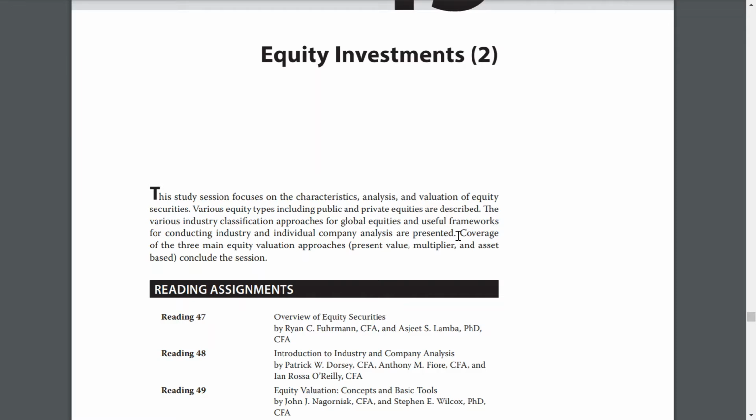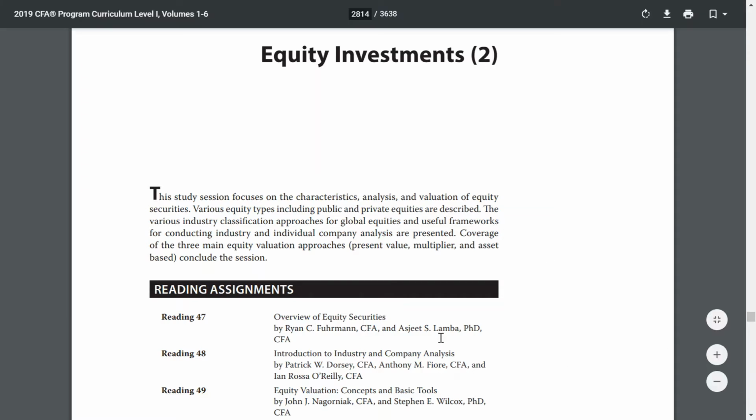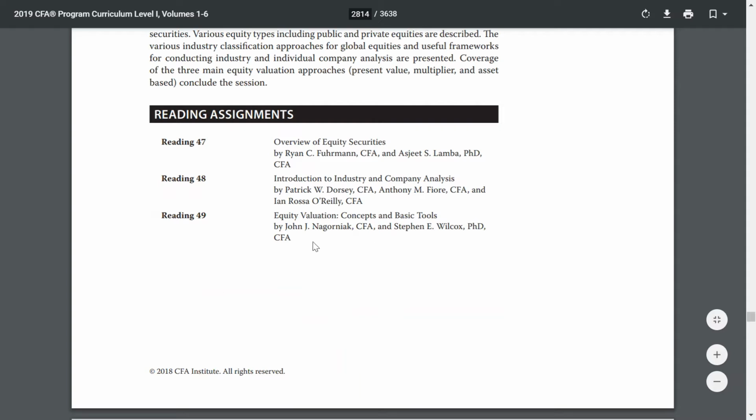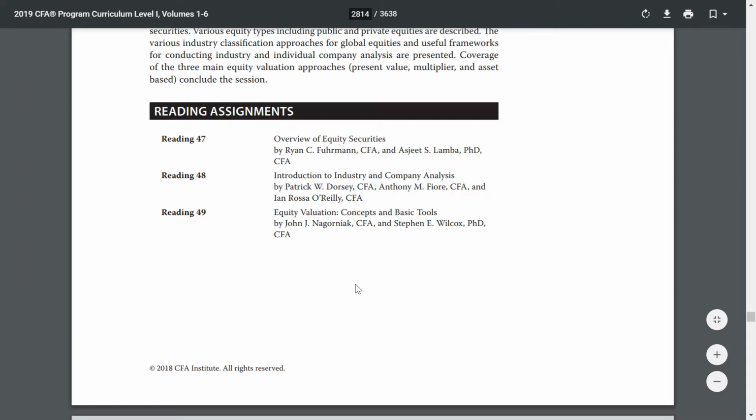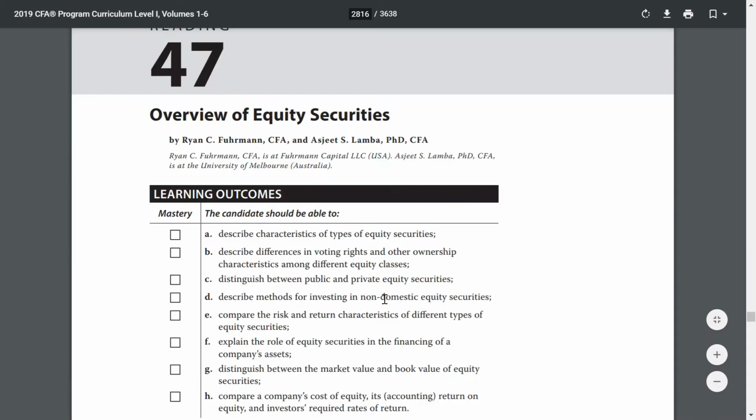Reading assignments. We have 3 readings: overview of equity securities, introduction to industry and company analysis, and equity valuation, about the concepts and basic tools. All right, let's get into overview of equity securities.